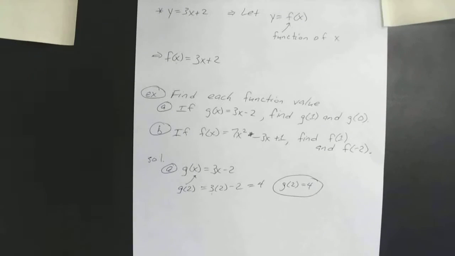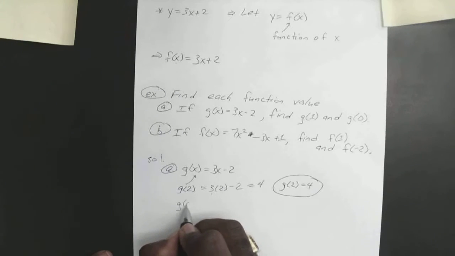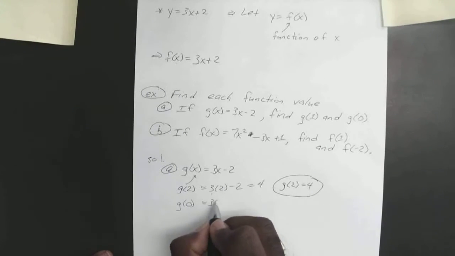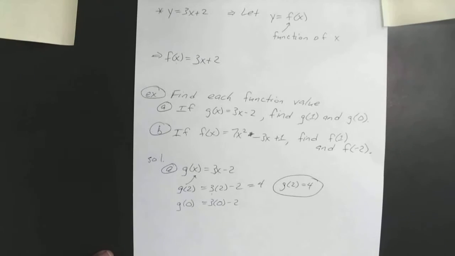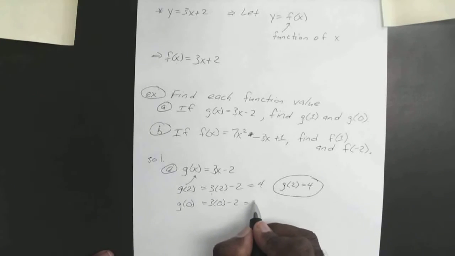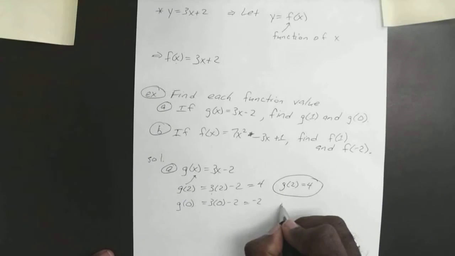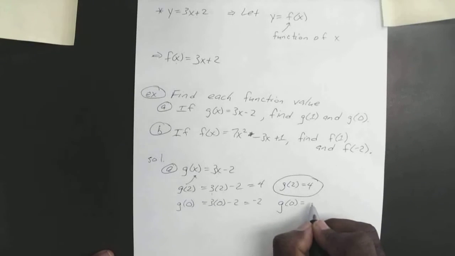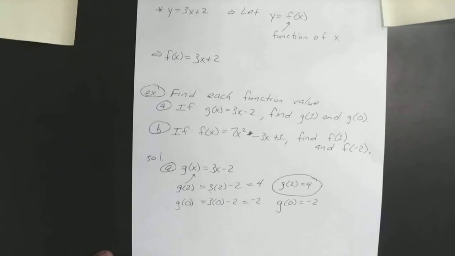G of 0, same thing. We're going to replace every x with 0, which would be negative 2. So g of 0 is equal to negative 2.